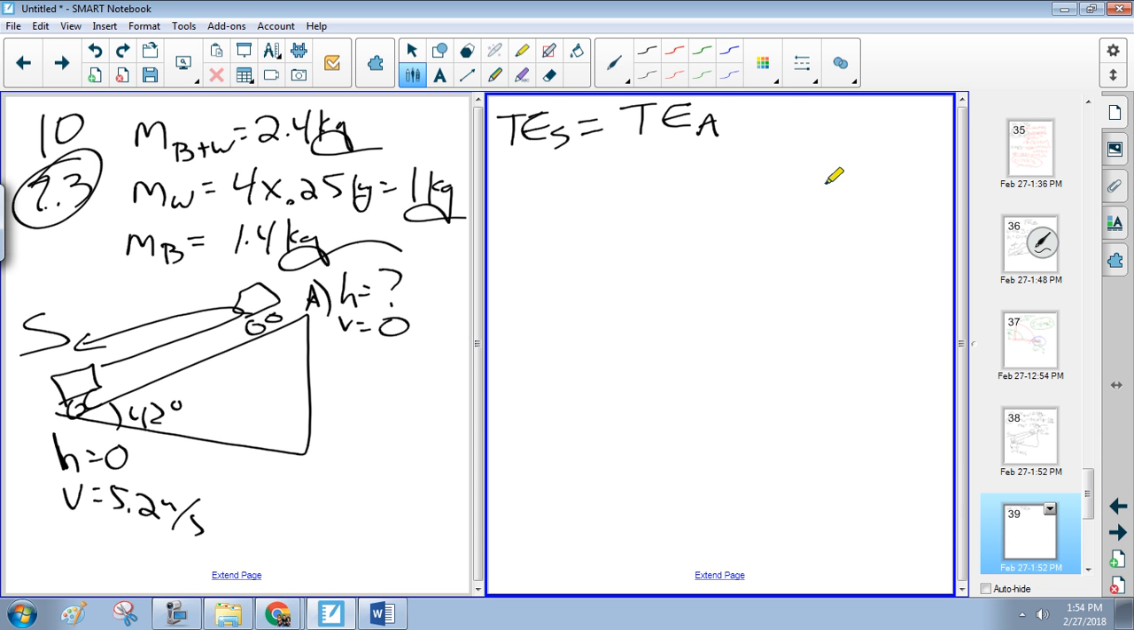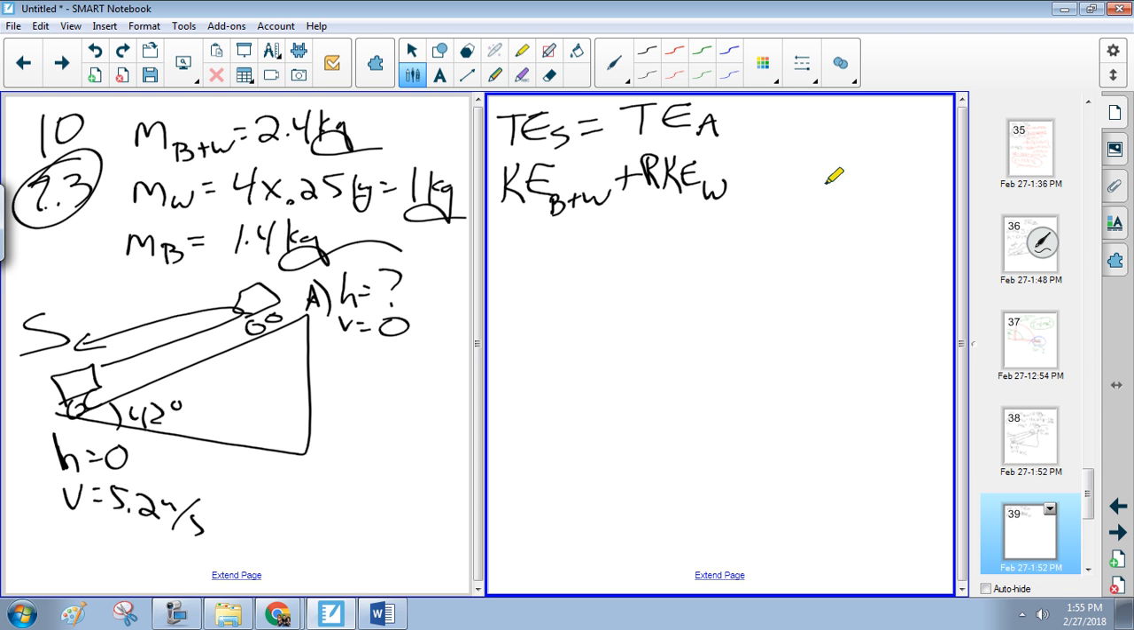So total energy at the start. Well, what kinds of energy do we have down there, you guys? Kinetic energy. So when I find the kinetic energy there at the start, which of the 3 masses am I going to use? The whole thing, the full 2.4 kilograms, right? So the body and the wheels. Okay, what other type of energy do we have? Rotational kinetic energy. What mass do I use there? Just the wheels. Let's see, GPE there is 0.